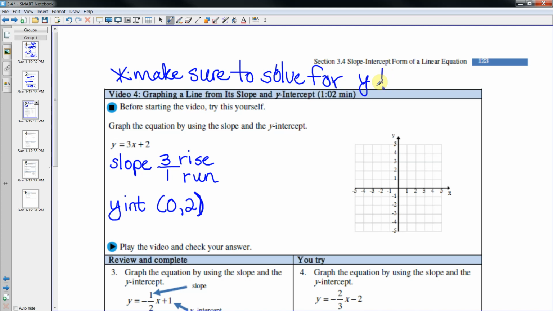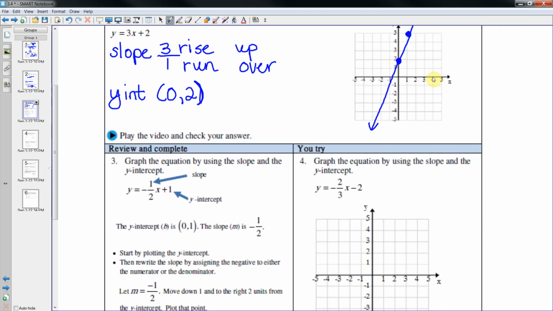So we mark the y-intercept first. 0, 2 would be up here at 2 on the y-axis. This time my rise is positive, so I'm going to go up 3 over 1. So I'm going to go up 1, 2, 3, over to the right 1, mark that point, and connect my dots. And it's as easy as that.